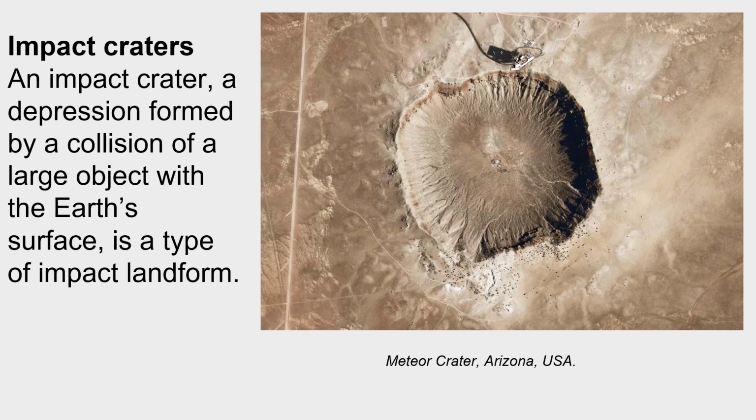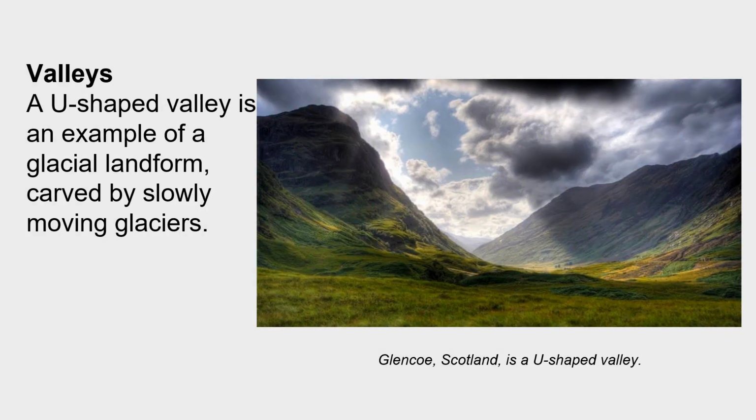Next, valleys. We all know what valleys are, right? A U-shaped valley is an example of a glacial landform carved by slowly moving glaciers. We all know what a valley is, right? So let's move on.